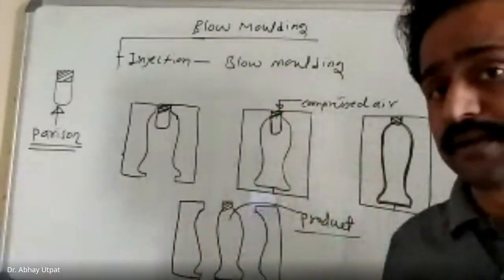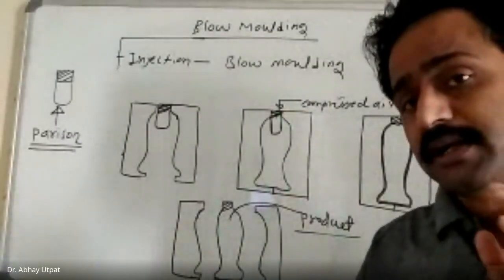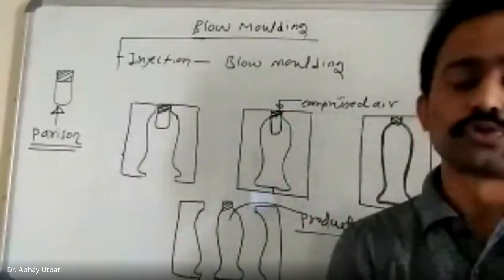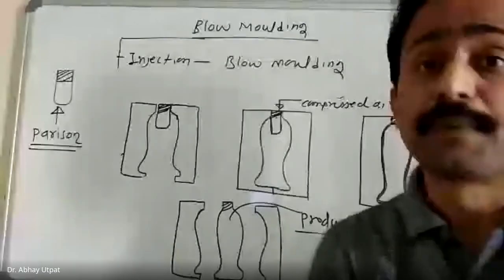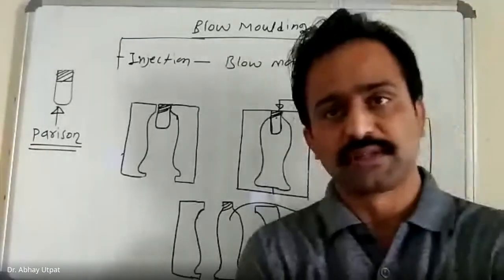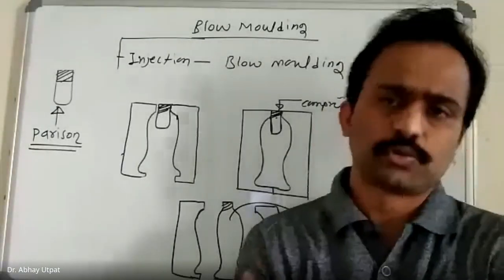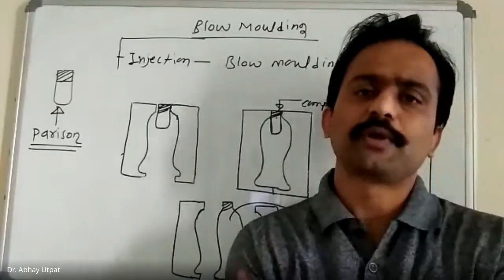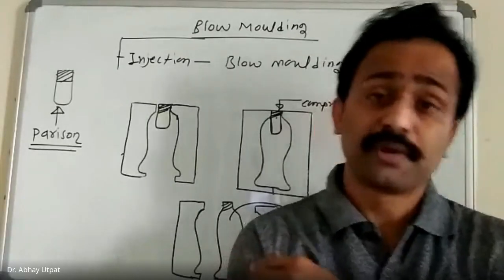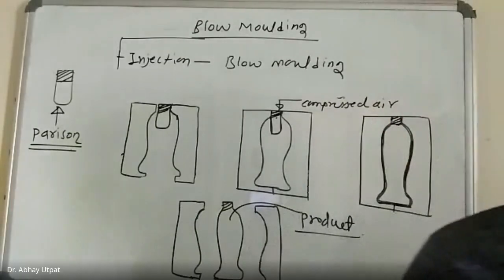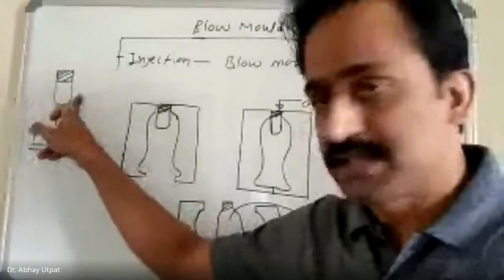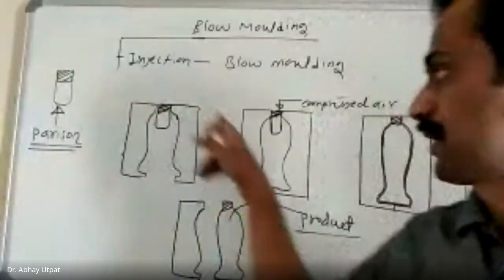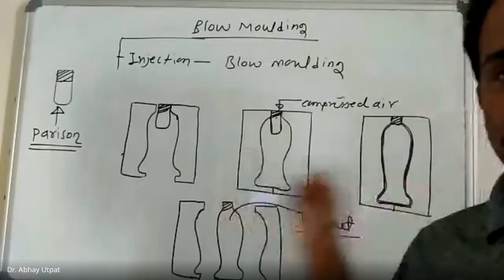The main statement which I made earlier: injection blow molding is used for such polymers which are difficult for extrusion. If you try to extrude them, they may be extruded, but you may not get good quality. Such parts are injection molded. So injection molding produces this parison. This is used as a raw material for blow molding. Now this figure.